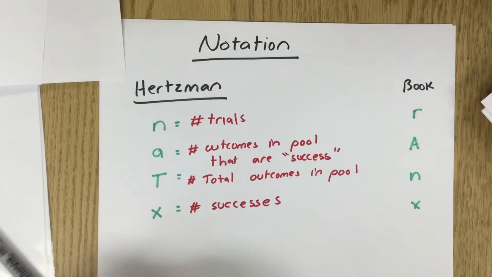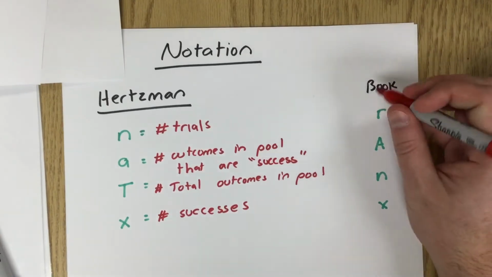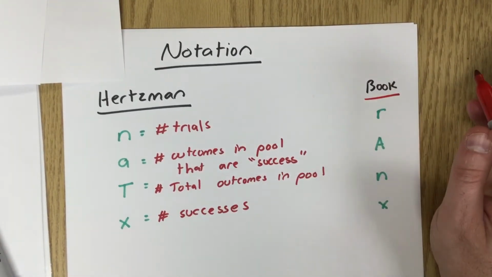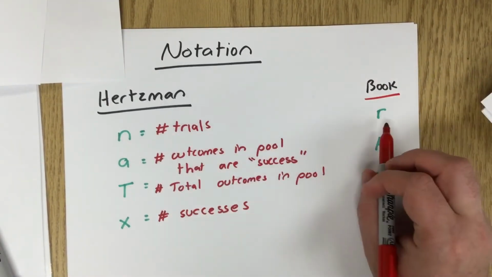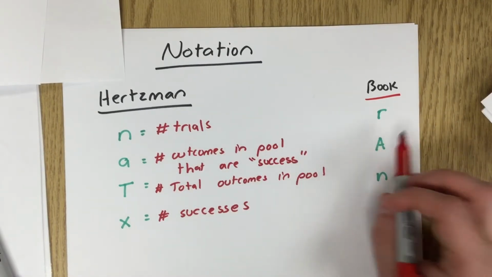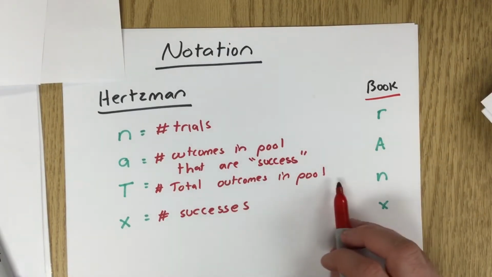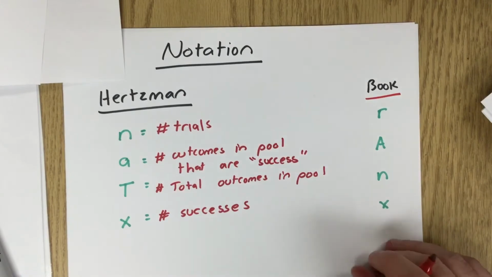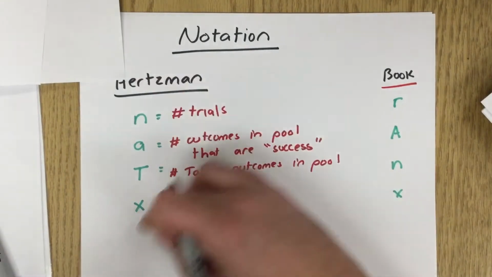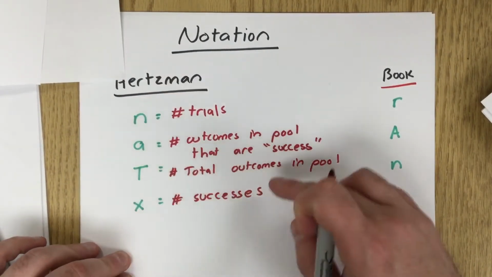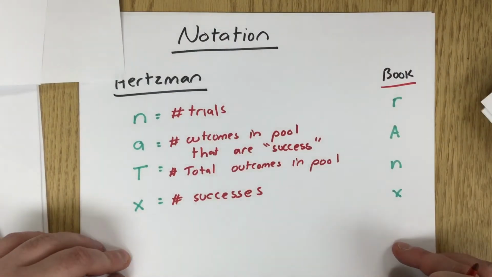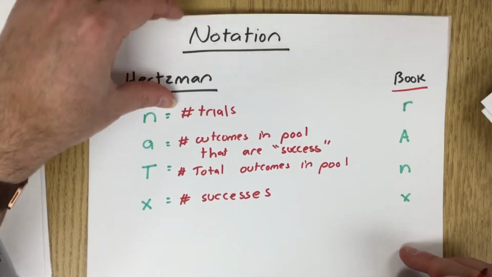It all sounds good. The book, and presumably official lettering, changes number of trials to R, and it makes A, and then it says the total outcomes in the pool are N, but X is still X. So I'm going to do this assuming this lettering, but if you want to do the other lettering, that is your prerogative.